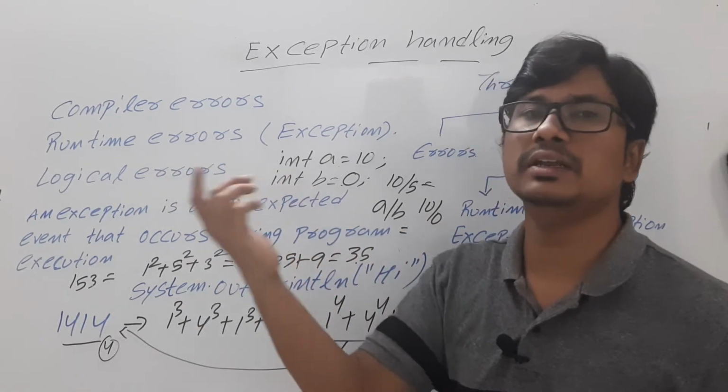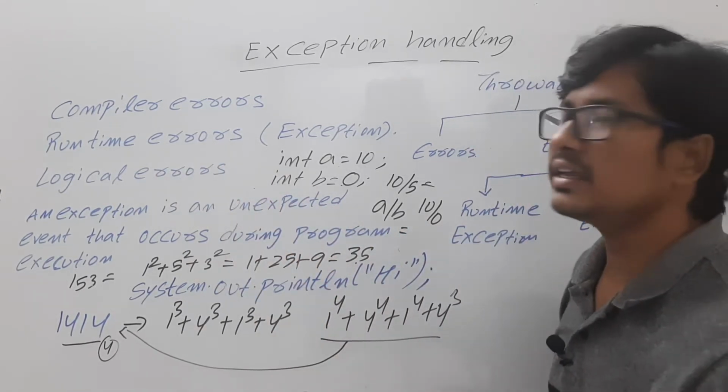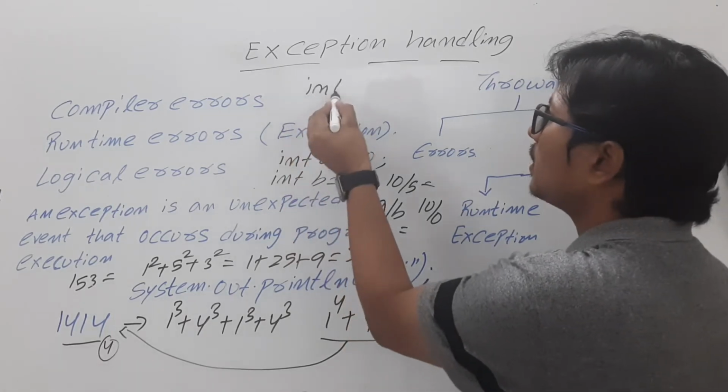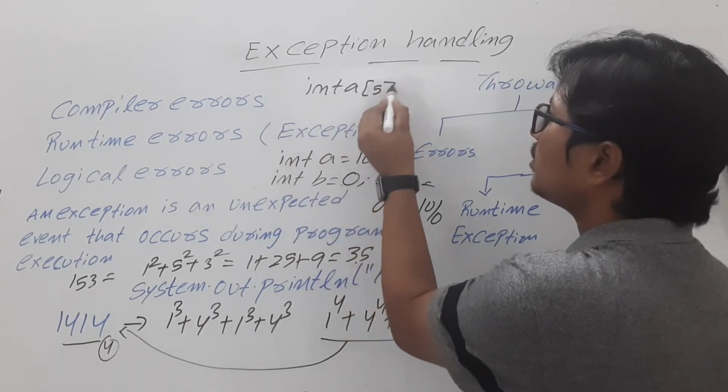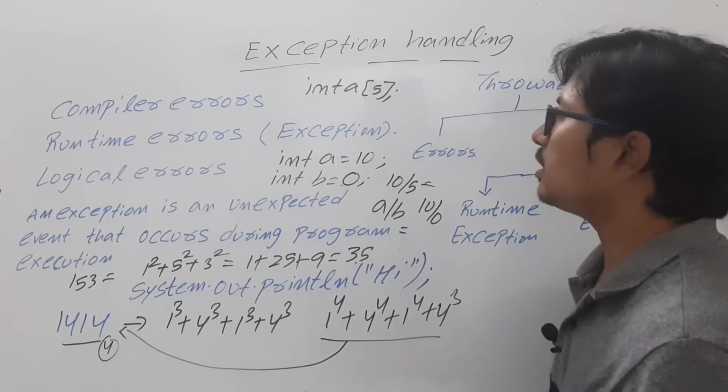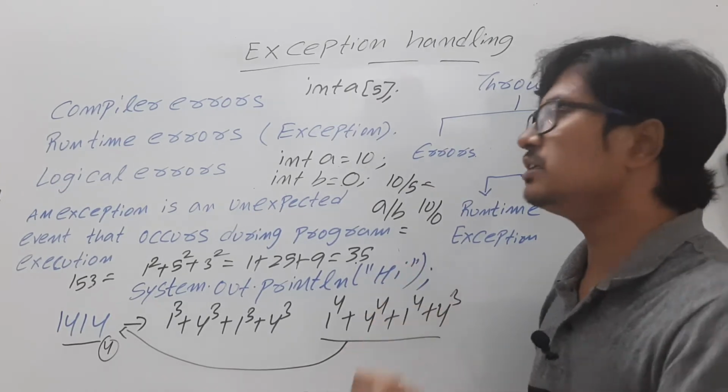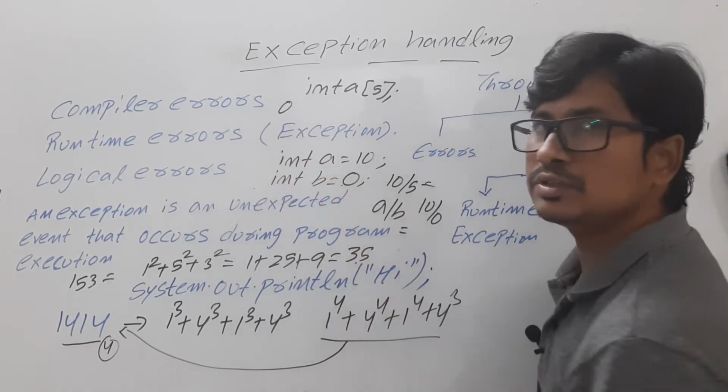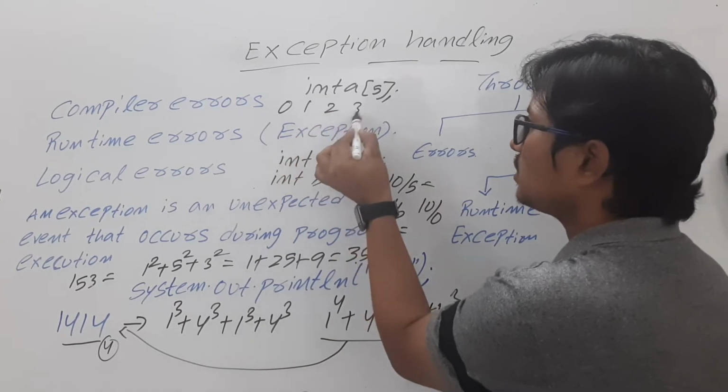Is it clear? Similarly, you have created an array of size 5. So you are able to store 5 integer constants starting from the 0th index: 0, 1, 2, 3, 4.